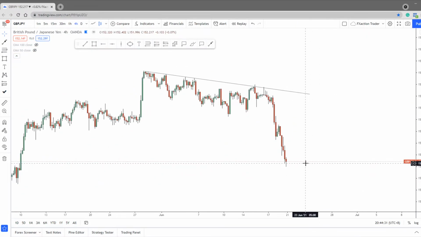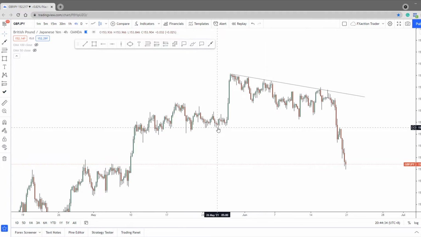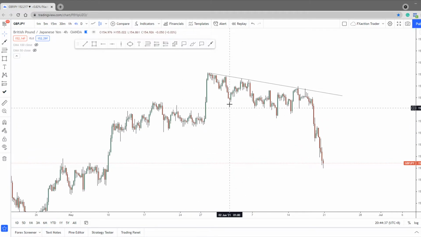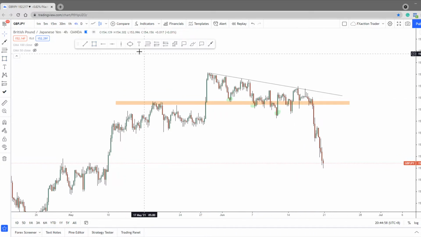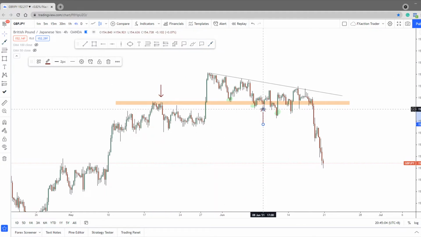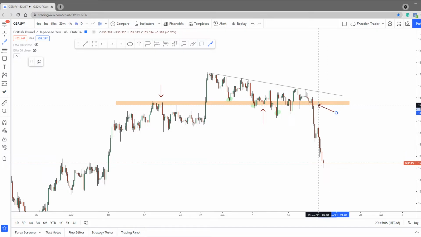So on pound yen, we have a similar structure as well. First, after pushing up for some time, we can see that market has started to create lower lows. New lows are being formed, as well as new lower highs. The second thing is that this important SNR level has been broken. A resistance level that turned into a support level has now again been broken by a strong selling momentum.